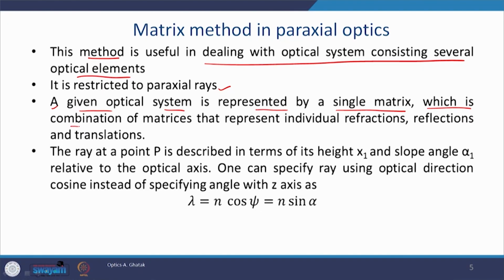And what would be this single matrix? This matrix would be a combination of matrices that represents the individual refraction, reflection, and translation. Okay. Here what is being said is that we have a combination of lens system. Each lens is represented by one matrix. Each translation is represented by another type of matrix.